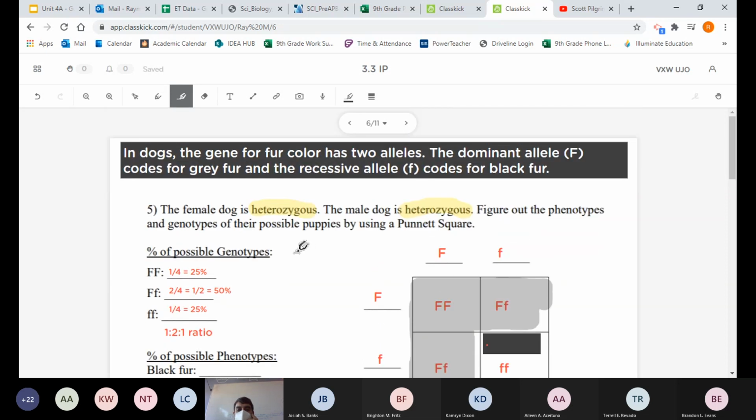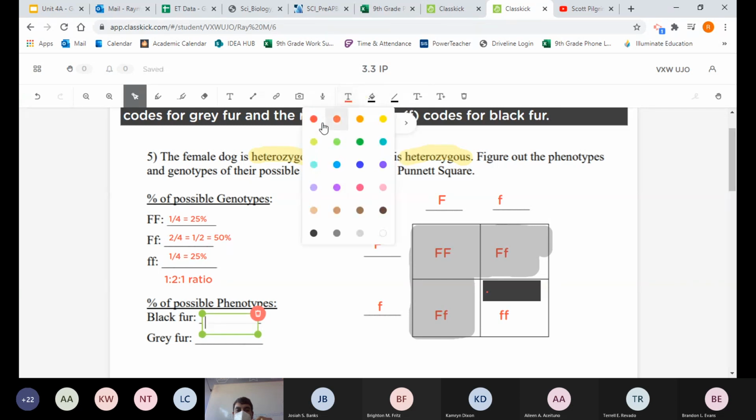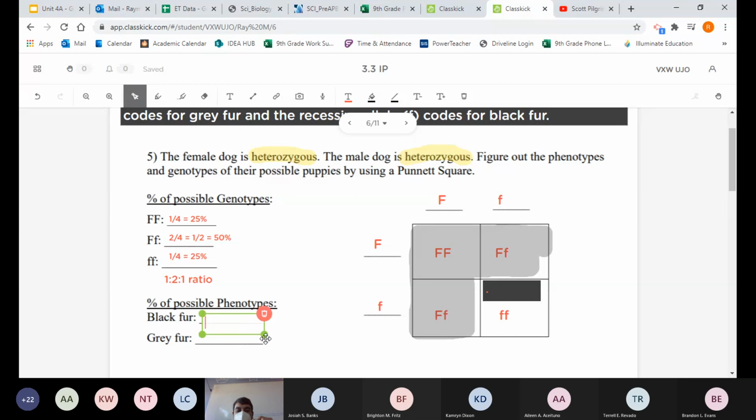Right? So we know that gray is the dominant allele. So all three of these boxes are going to express that dominant allele versus the recessive allele, which is only going to be in that box. So black fur, we're going to see it as, oops, make sure we get this back to no background, and I guess we'll keep red. I like red. Black fur is going to be 1 out of 4, so that's going to be 25%. Now the gray fur is 3 out of 4, and that's going to be 75%.